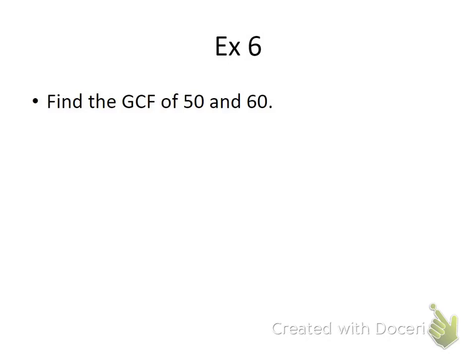So we're going to factor 50 and 60. What I'm going to do is make my first factor tree for my 50. I think to myself, what 2 numbers, aka factors, can I multiply together to get 50? 25 and 2. Okay. What are 2 other factors I could use? 5 and 10.